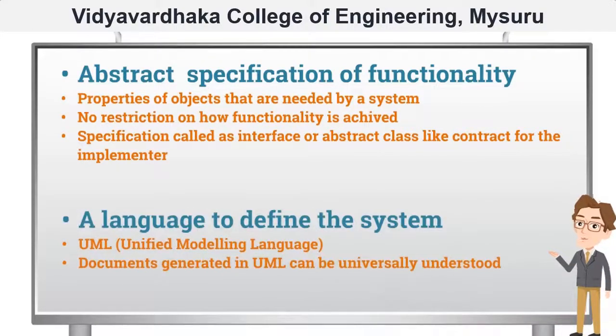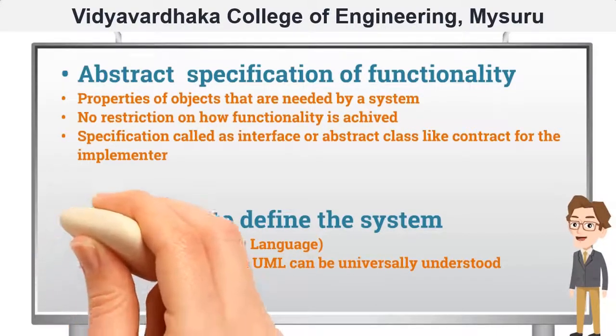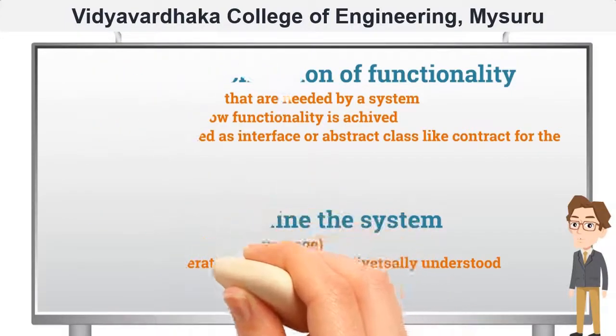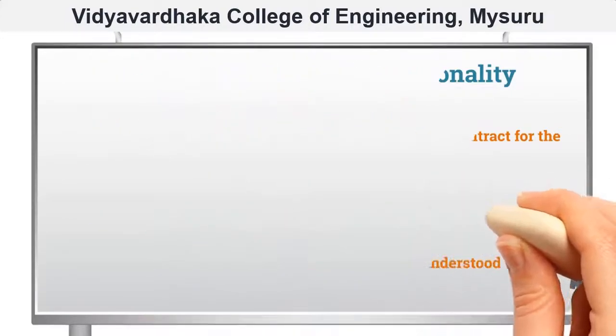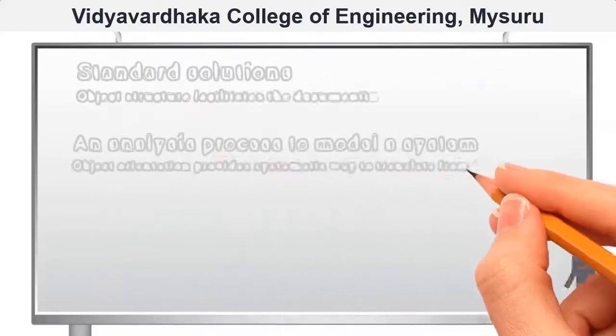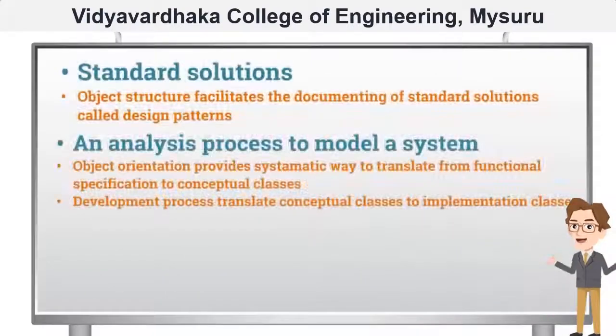Another key concept of object-oriented design is a language to define the system. Unified Modeling Language is used to represent the systems. Documents generated in UML can be universally understood. Standard solutions: object structure facilitates the documentation of standard solutions called design patterns.